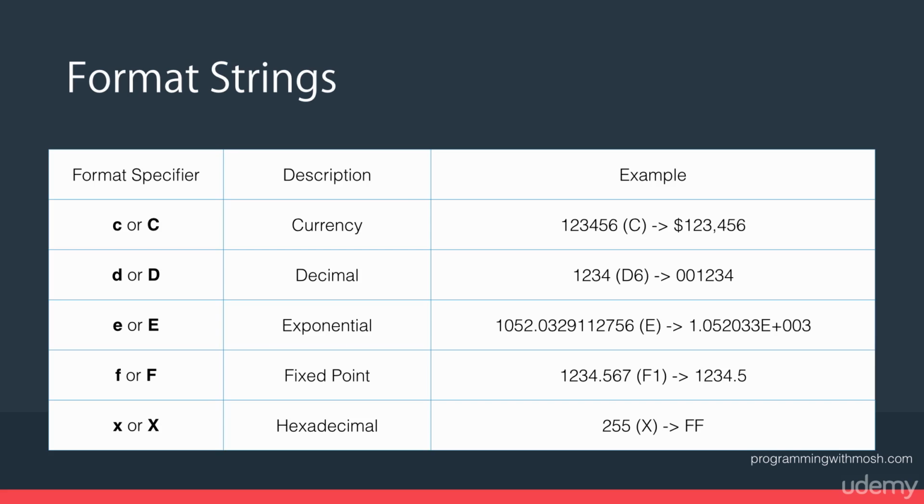Here is a list of common format specifiers in C#. So C for currency, D for decimal, E for exponential, F for fixed point, and X for hexadecimal. Alright, now let's flip over to Visual Studio and let's see all these concepts in action.